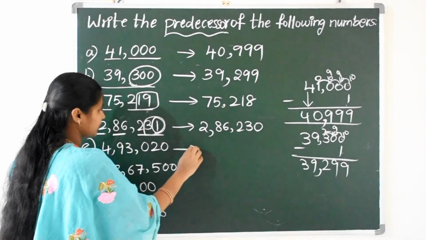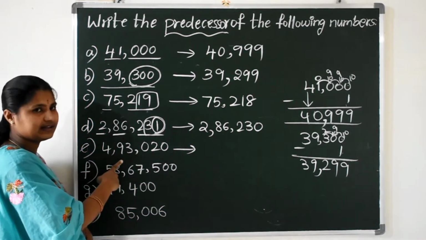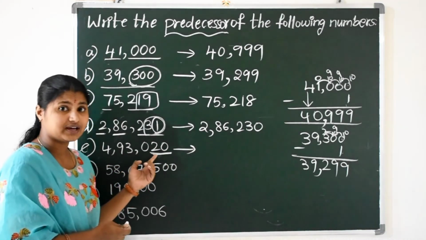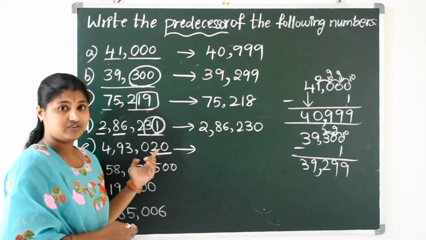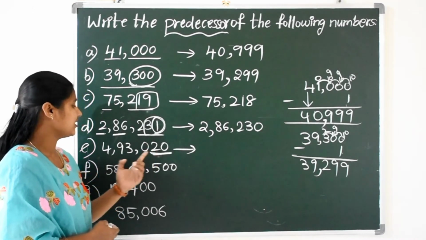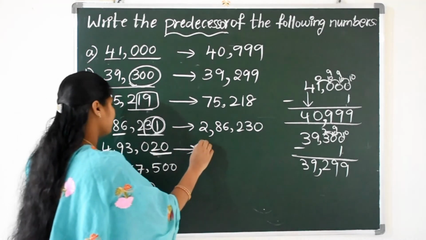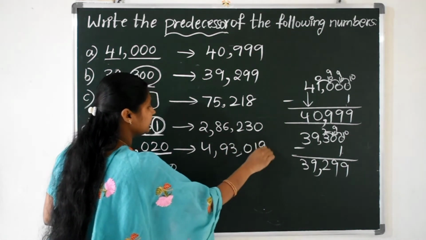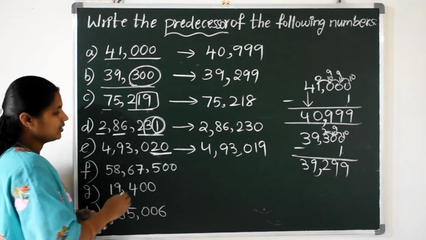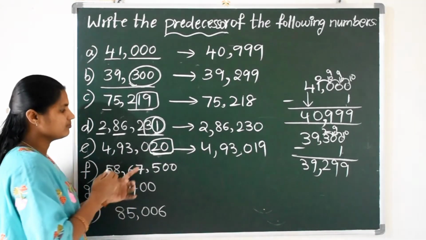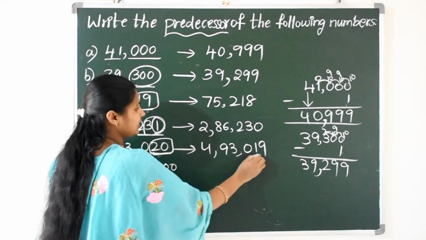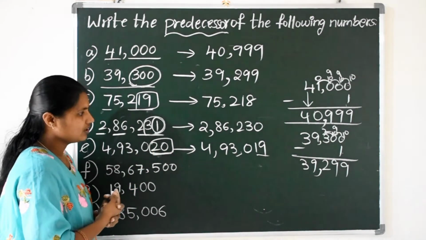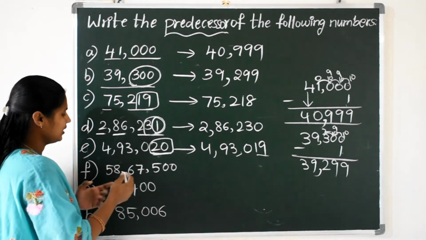Okay. Next see 4,93,020. After which number 20 comes? 19 comes before 20. So the predecessor of the given number is 4,93,019. Okay. See here, last 2 digits, before 20, 19 comes. So we can write 4,93,019.